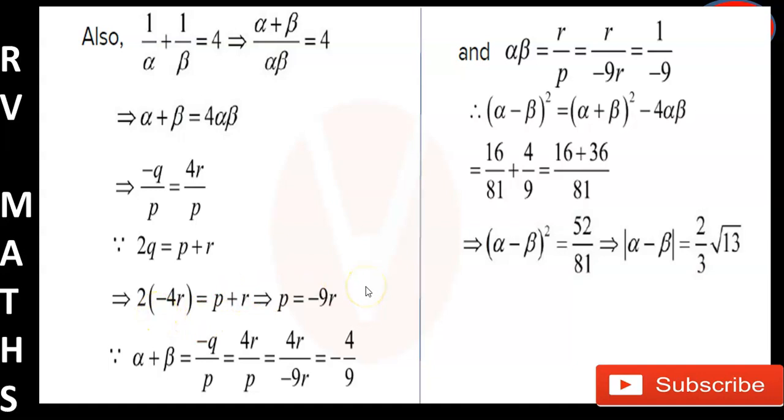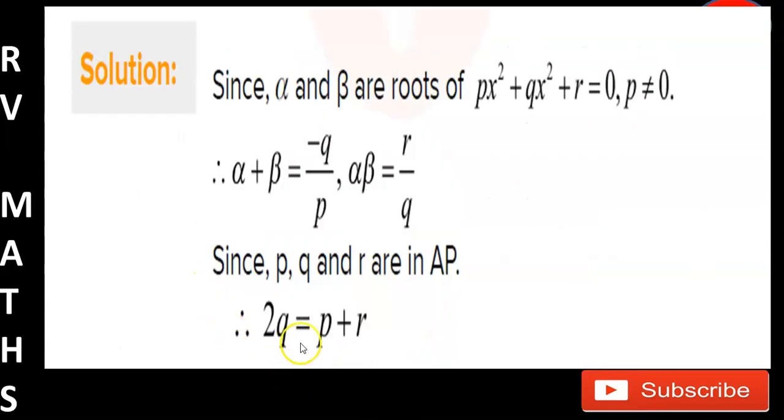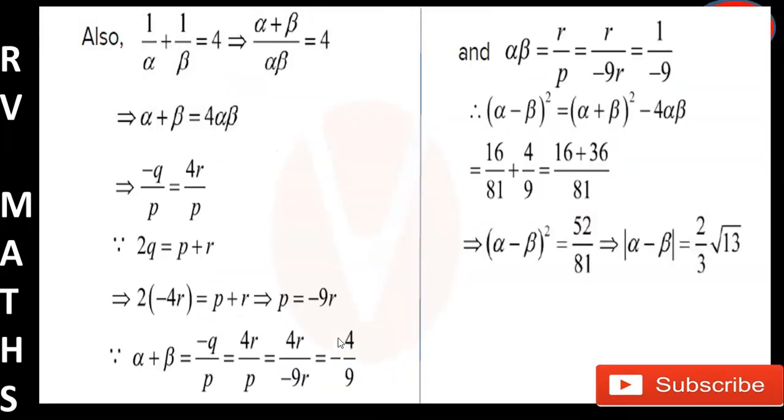Both sides, you multiply by minus, because the value of q is minus 4r. It is given there. So when you substitute minus 4r here, p plus r is equal to, when you multiply here, minus 8r. Take r to the other side, minus 9r.